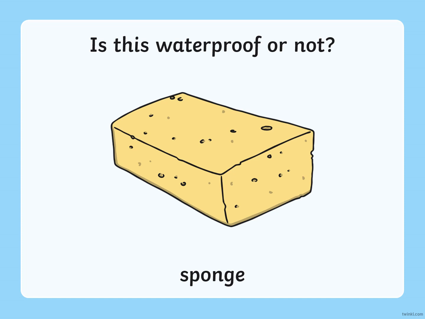A sponge. Do you think a sponge is waterproof? Why? So a sponge is not waterproof again because water does not slide off of a sponge. But a sponge can be described as absorbent because it soaks up all the water within it.